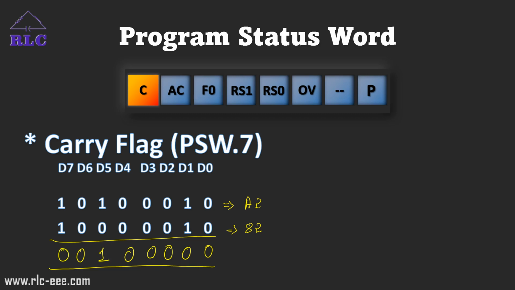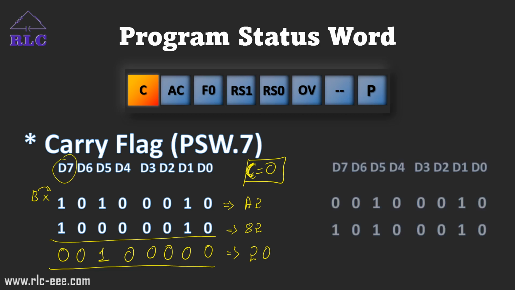Okay, now we got the output as 20, and there is no borrow from here. We have not taken any borrow from here. So the carry flag will be set to 0. We have seen if there is a borrow to the D7 bit, then the carry flag will be set to 1. As we have not taken any borrow, this carry flag will be set to 0. We'll see one more example where borrow will be taken.